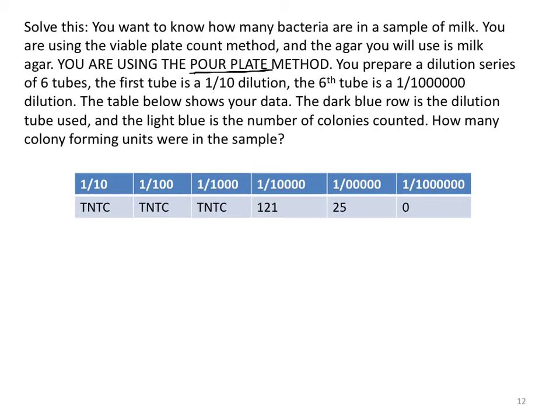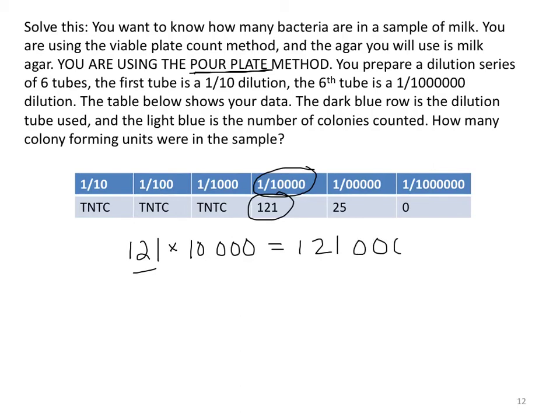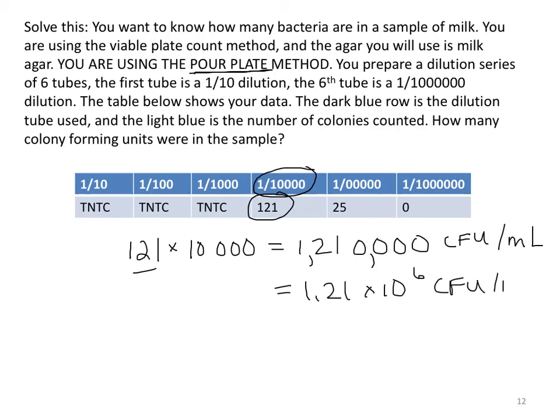Well, we'll look at it and we'll see which one is between 30 and 300. It's this one, so that's the count that we're going to use. What's its dilution factor? Well, it's 1 in 10,000. So effectively what we do then is we multiply the count by 10,000. And we get 1, 2, 1, 4 zeros, so that's 1,210,000 colony forming units per ml, or 1.21 times 10 to the 6 CFU per ml.